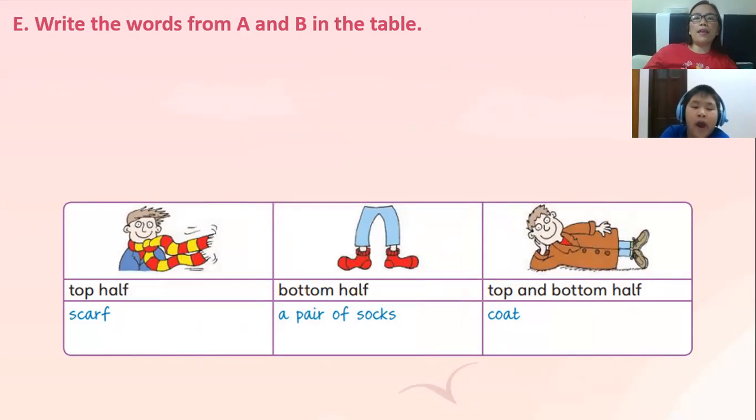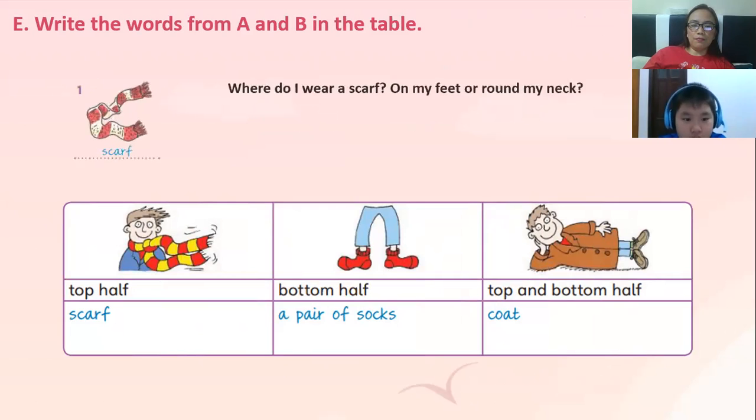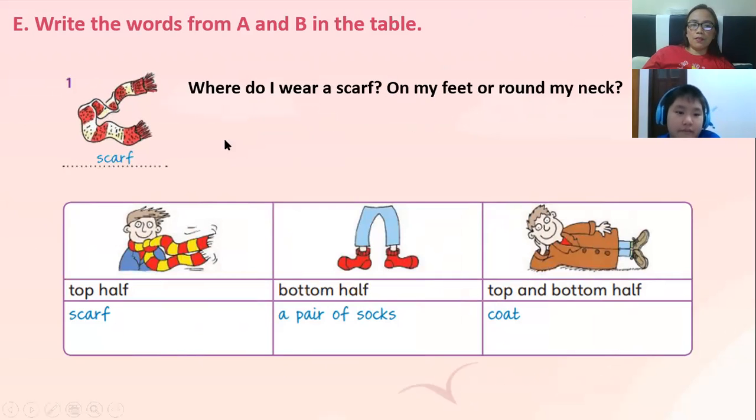Write the words from A and B in the table. Number one, top half, is a scarf. So where do I wear the scarf? On my feet or around my neck? Baby.